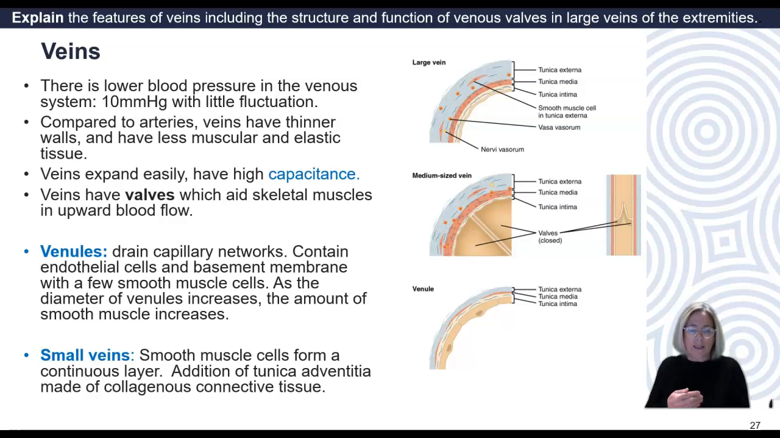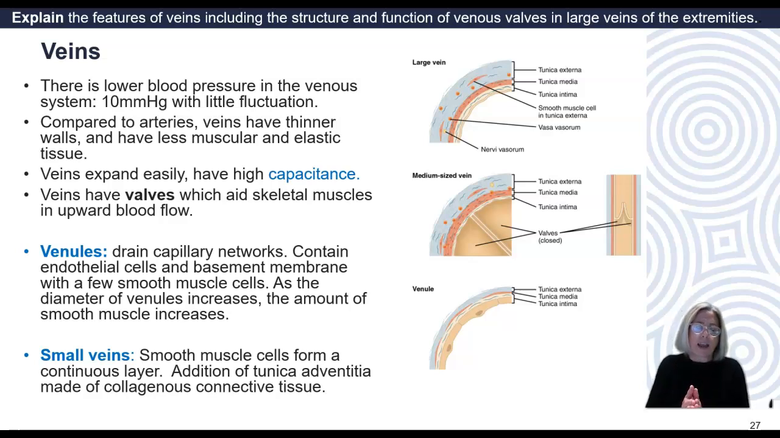Now, the word capacitance, which is also termed compliance in some textbooks, means that they can expand readily to hold a high volume of blood, even when pressure is low. And if you think about all of the blood in the body, and I'll show you this on the next slide, there's about 84% of total blood in the systemic circulation, and 64% of that is actually in the systemic veins.